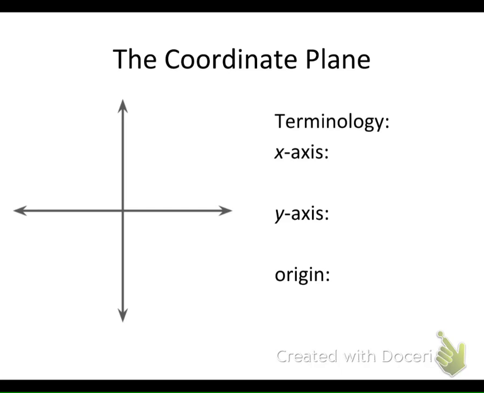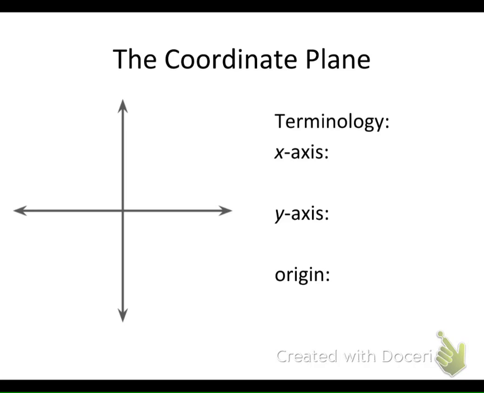First thing, the coordinate plane. We're going to graph on the coordinate plane. Okay? The coordinate plane has 4 quadrants. So this is going to be quadrant 1. And when you're doing the coordinate plane, you count counterclockwise. So if this is quadrant 1, this is going to be quadrant what? Then, okay. Terminology. We're going to talk about the x-axis, the y-axis, and the origin.